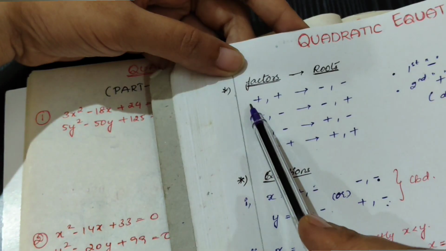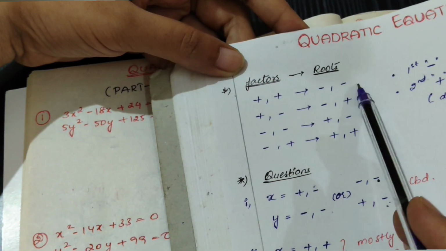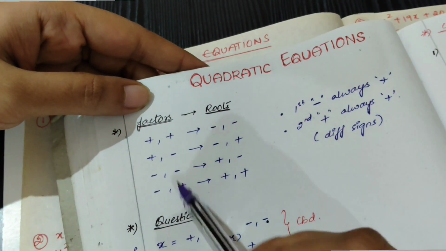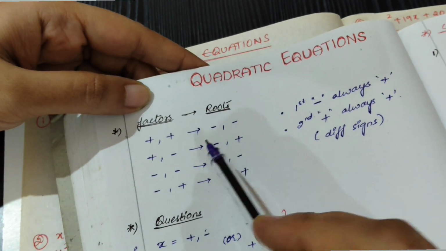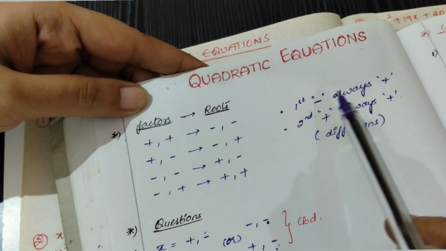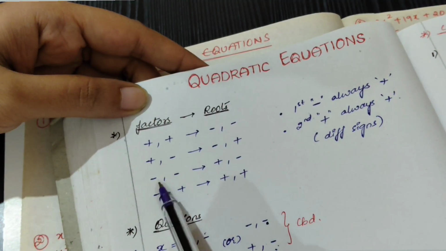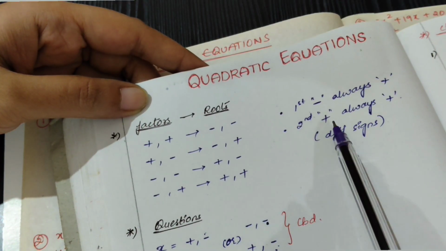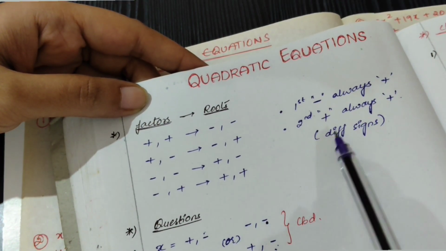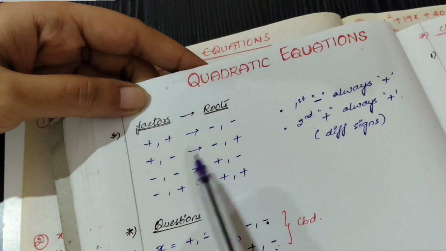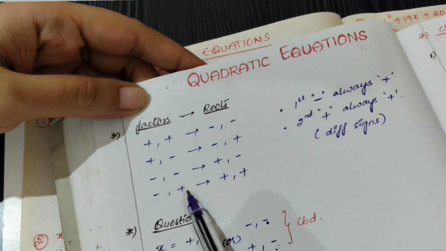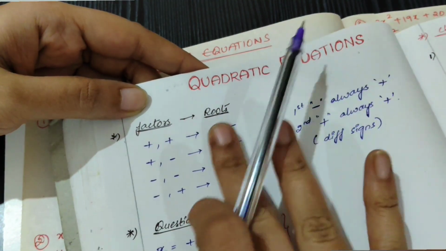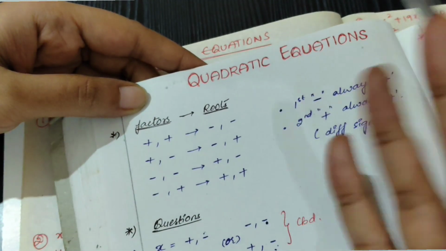Mostly we will get to see these two, both positive and both negative, in most of the questions. If you are unable to remember, always remember that a first negative always ends up positive. First negative and second positive always gives positive, in different signs. Here the second positive is always positive. If you don't remember this, try to learn it by heart in whatever way you can.